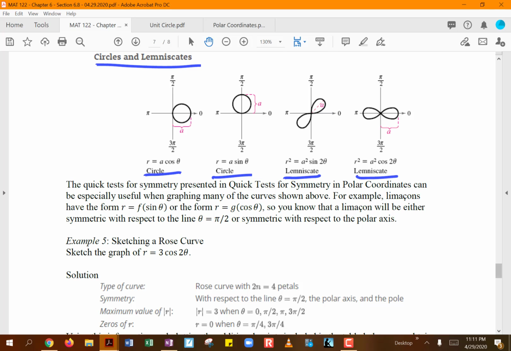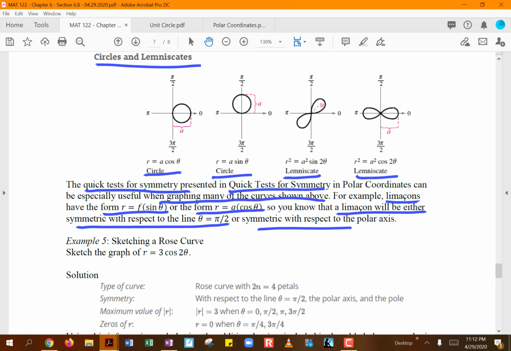So this is kind of a neat way to summarize this. And they're saying you can do the quick test for symmetry that we saw after example 1. So you can do those little quick tests. They are saying these will be especially useful when graphing many of the curves that we are looking at here. For example, Limacons of the form r as a function of sine of theta or r as a function of cosine of theta, we know these will be Limacons that are symmetric with respect to the line theta equals pi half, or they can have symmetry with respect to the polar axis.